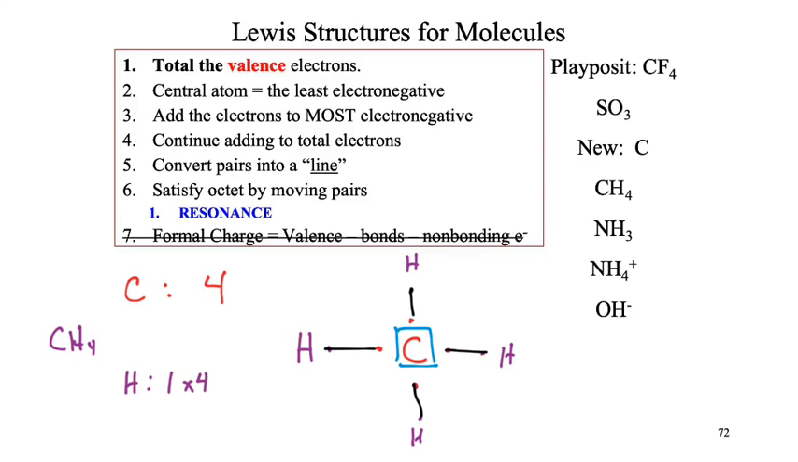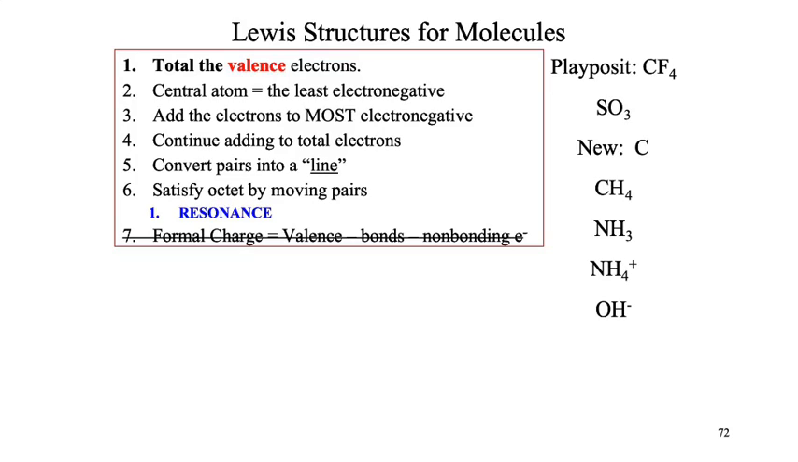So, let's look at a better example, SO3. Now we'll move straight to a molecule, SO3. We need to know the valence electrons. How many valence electrons does sulfur have? 6. How many valence electrons does oxygen have? How many oxygens are there? 3. The rule is to total the valence electrons. What's my total? 24. Now what's the rule?